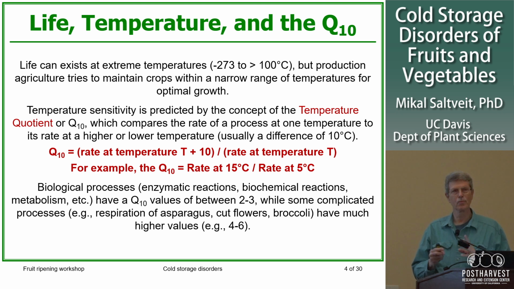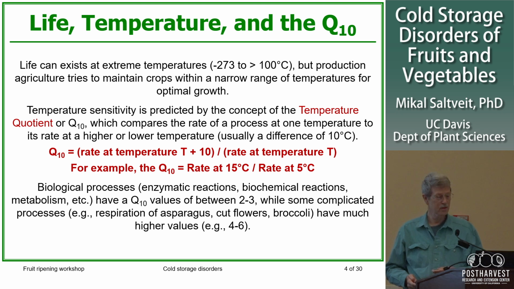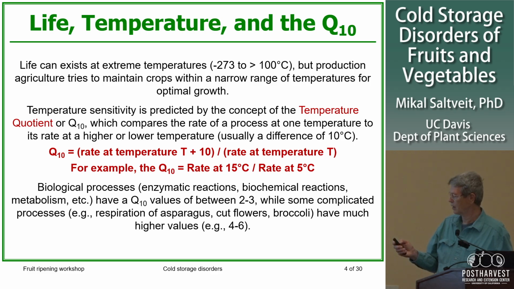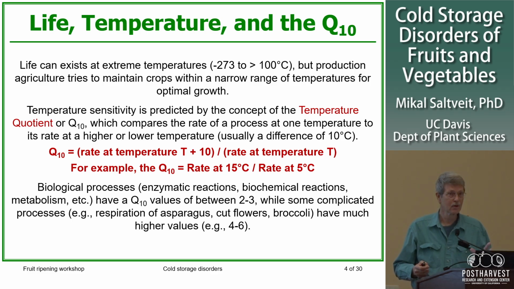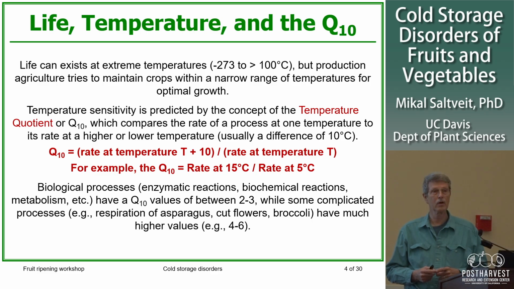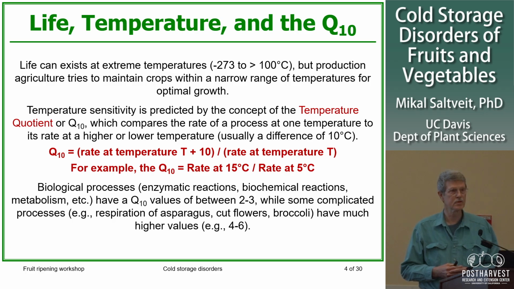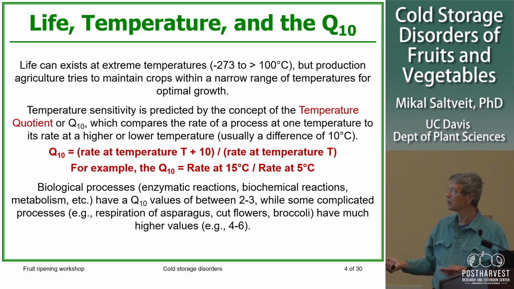And one of the ways we express the effect of temperature on the metabolic rate and the activity of these commodities is by looking at the Q10. Okay? The Q10 is just a temperature quotient, and it's the rate of a reaction, whether respiration, energy production, etc., for a 10-degree rise or 10-degree fall in temperature. The Q10 is usually 1 for many chemical and physiochemical processes, but in living things it can be 2 to 3, and in some things like cut flowers, broccoli, and respiration, you can have 4 to 6.